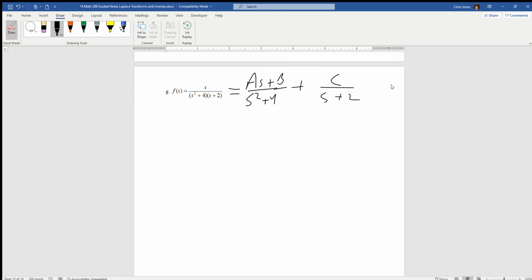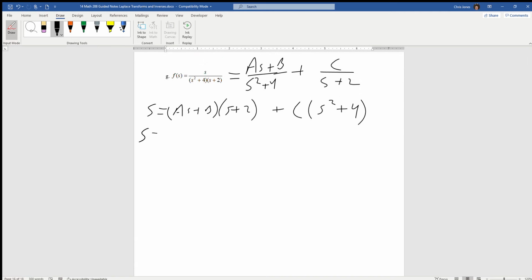At this point, we're going to multiply by the common denominator and rewrite this as (As plus B) times (s plus 2) plus C times (s squared plus 4). Right? And then we can go ahead and distribute. So we're going to wind up with s equals As squared plus 2As plus Bs plus 2B plus Cs squared plus 4C.